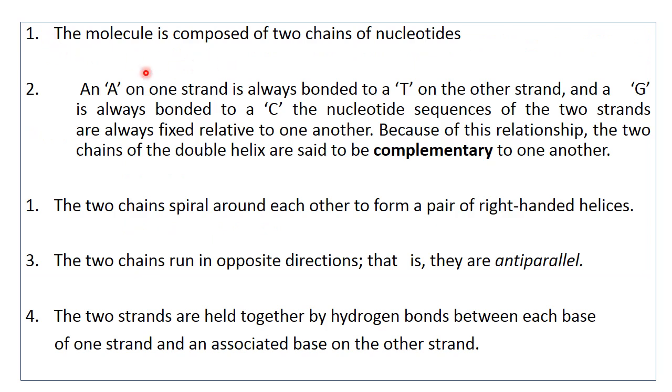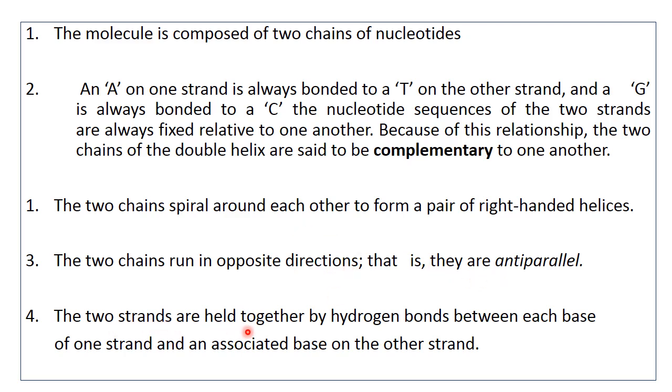In a DNA molecule, adenine always pairs with thymine and guanine is always bonded with cytosine through 3 hydrogen bonds, and due to this relationship the two chains of the double helix are said to be complementary to one another. The two chains spiral around each other to form a right-handed helix, and the two chains run in opposite directions, that is they are antiparallel.